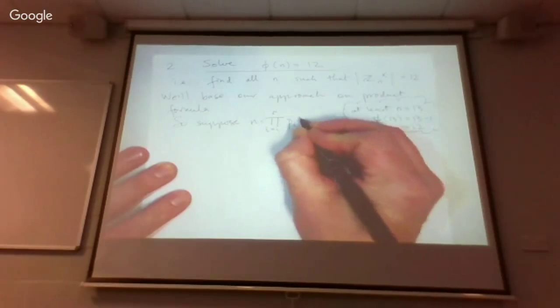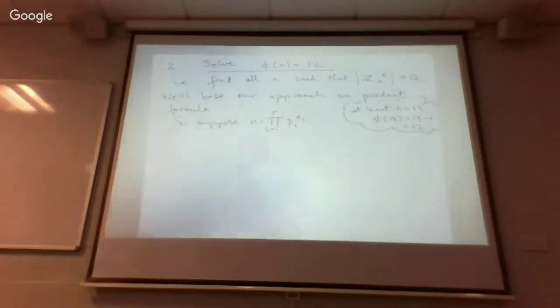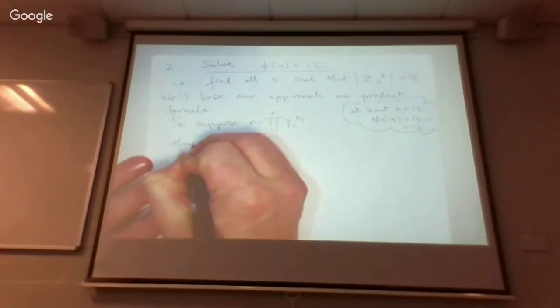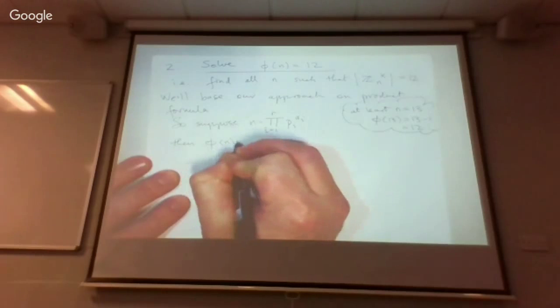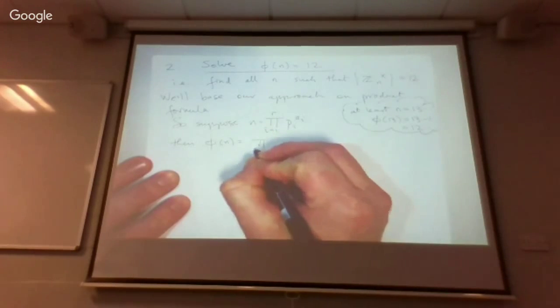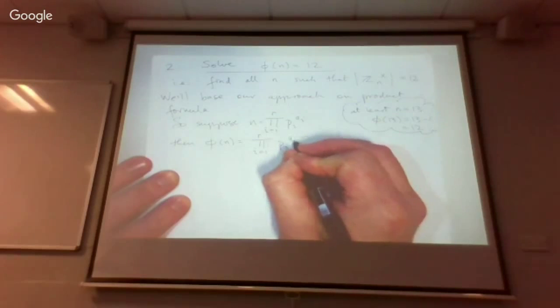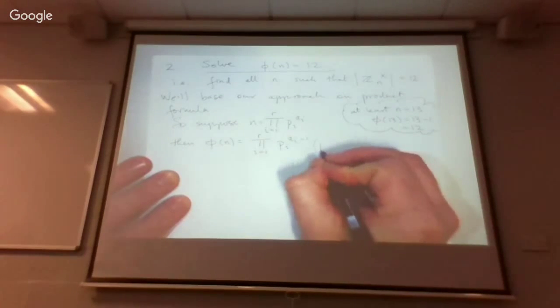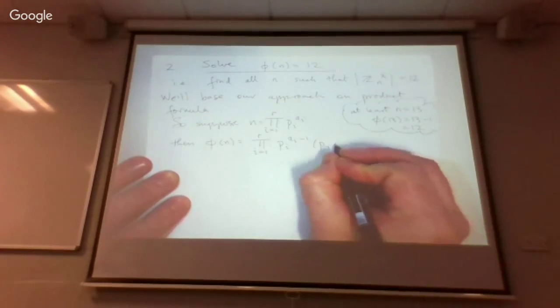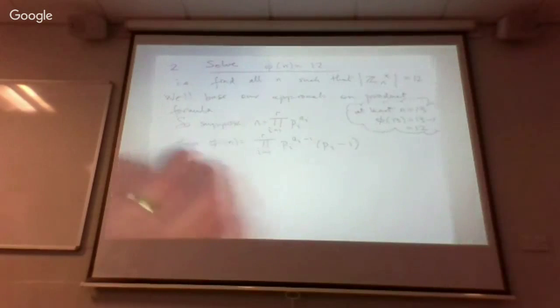just a general prime factorization. So this could be any n. Any number would have a prime factorization that looked like that for some value of r, some primes p_i. Then phi of n, by the product formula, well, I'm just really repeating the product formula here. Okay, so that's the product formula.